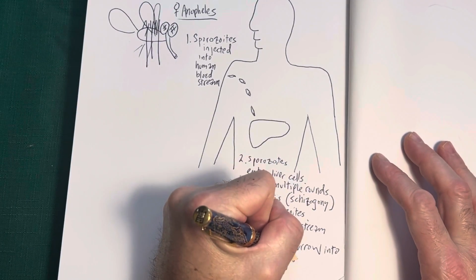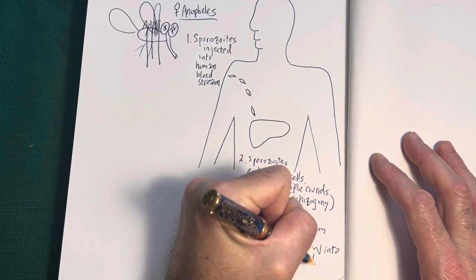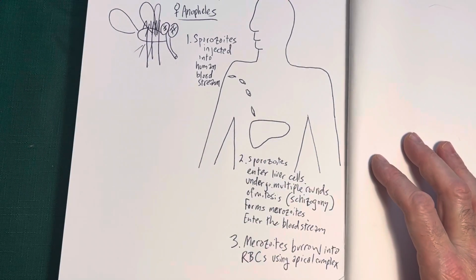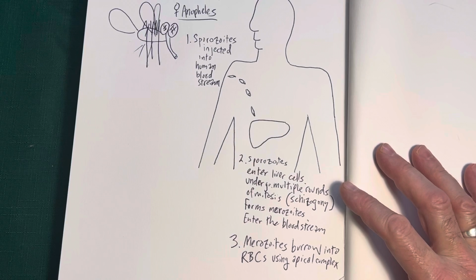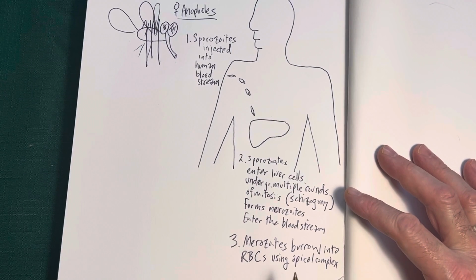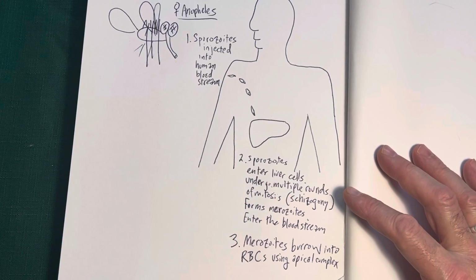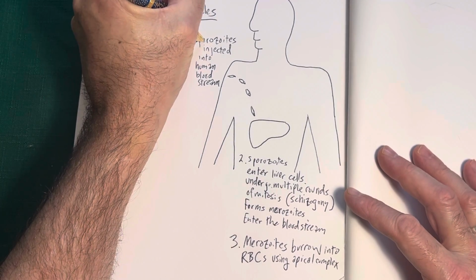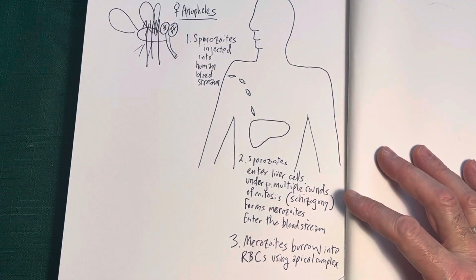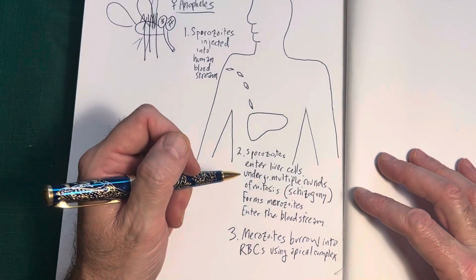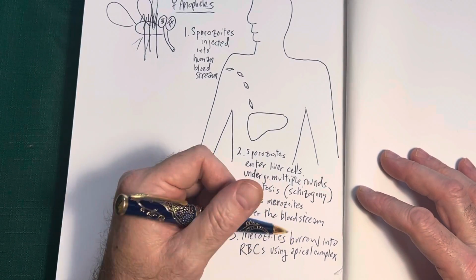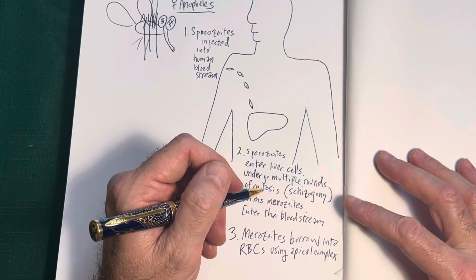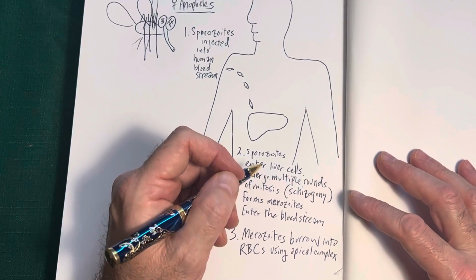Using the apical complex, it's kind of like a little molecular drill bit that they use to burrow into red blood cells. The sporozoites also have this apical complex, which they use to burrow into the liver cells. Anyway, so merozoites burrow into the red blood cells using that apical complex, and they proliferate in those red blood cells.